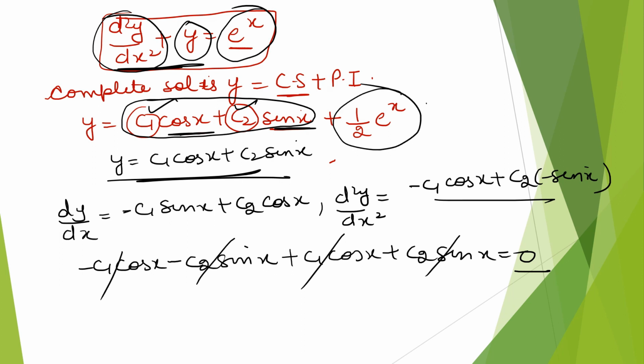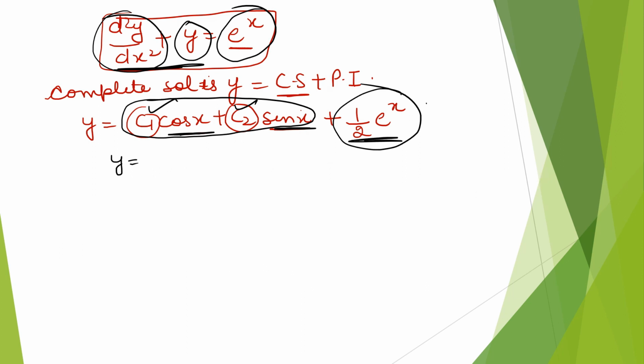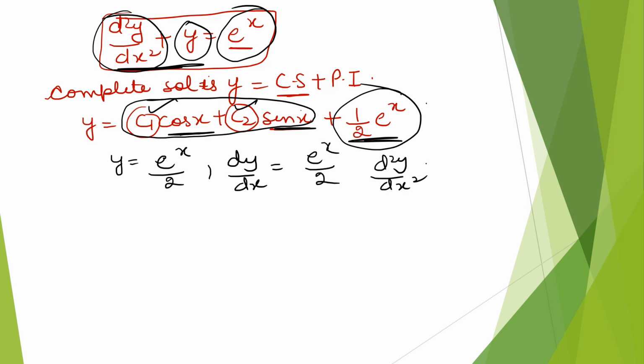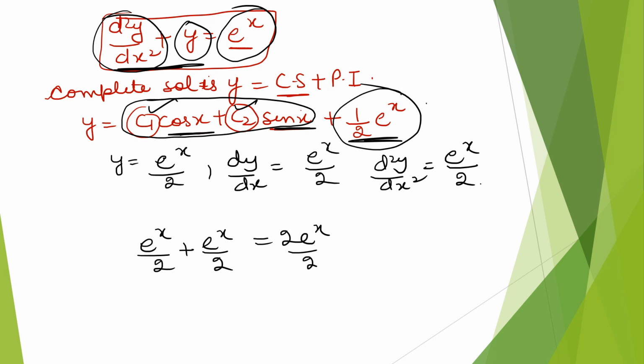Now let's check whether we are getting e power x or not by taking 1 by 2 e power x here. Now if I take y is equal to e power x over 2, what will be your dy over dx? Dy over dx will be e power x over 2. What will be d square y over dx square? That will again be e power x by 2, right? Now if I place this here, what will you get? So this is e power x by 2 plus e power x by 2. So what are we getting? 2 e power x by 2. 2 will cancel, e power x. What is this? This is your right hand side. So while putting this particular integral, you will get the thing which is on your right hand side.